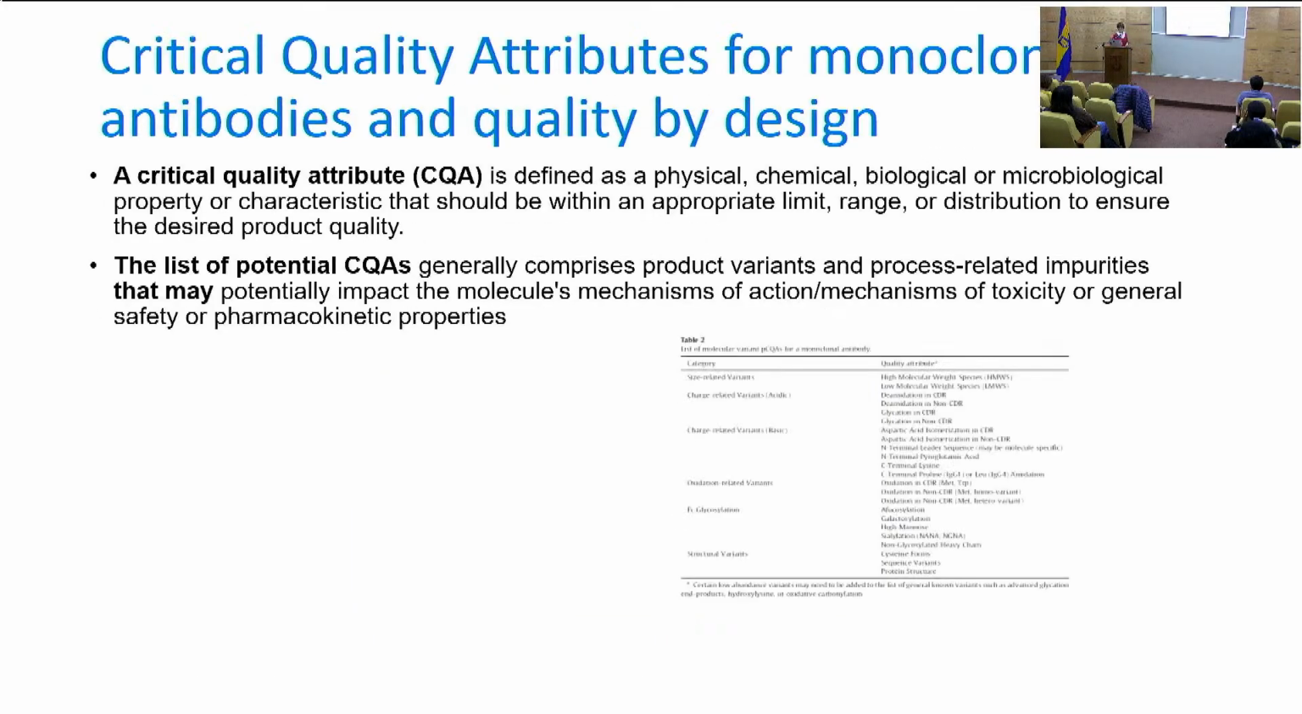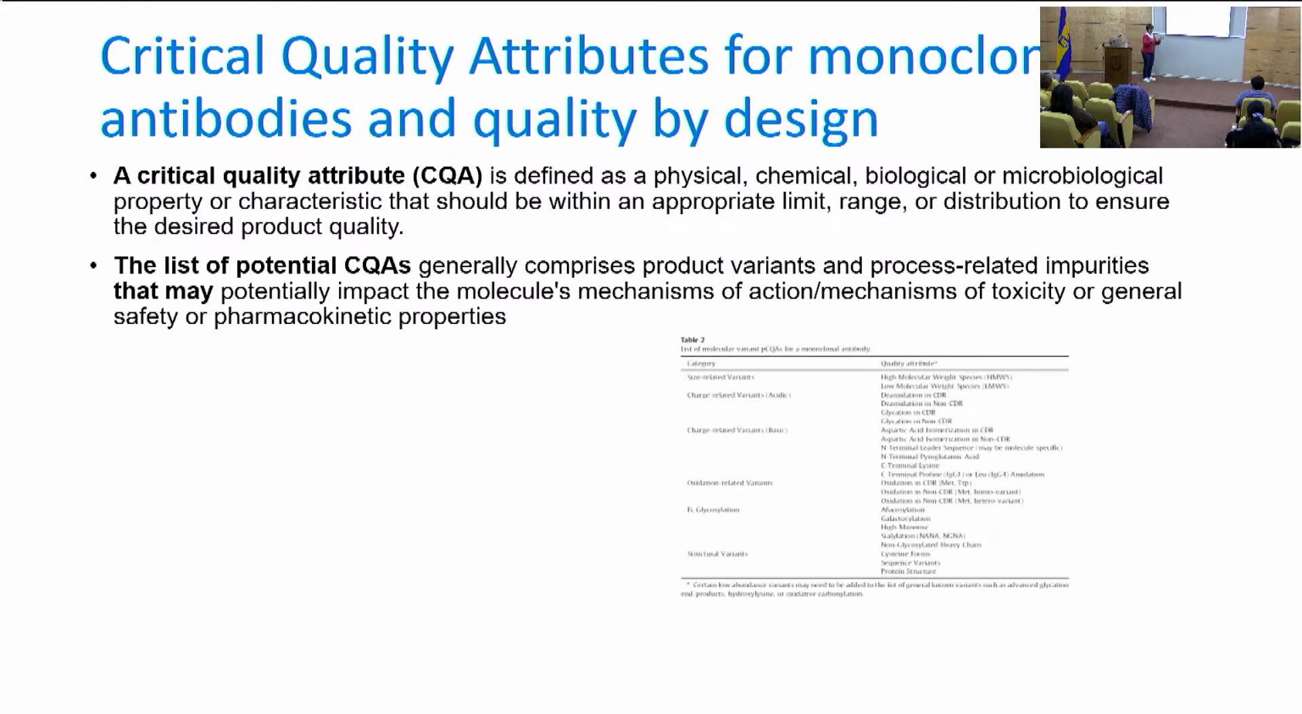So that's why, for all proteins such as monoclonal antibodies, as for any drug, critical quality attributes must be defined, which is really important. A critical quality attribute is defined as the physical, chemical, biological or microbiological property that should be within an appropriate limit, range, or distribution to ensure the desired quality.